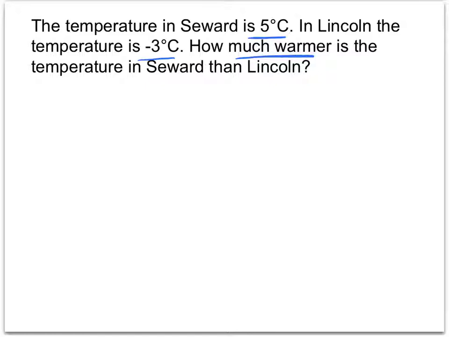So to solve this, we're going to take our big temperature, which is the 5 degrees, and then we're going to subtract the smaller temperature, which is -3. So bigger minus smaller equals our difference. So here we see that we are subtracting a negative number. So here is an instance, specifically a compare story problem, that involves subtracting a negative number.